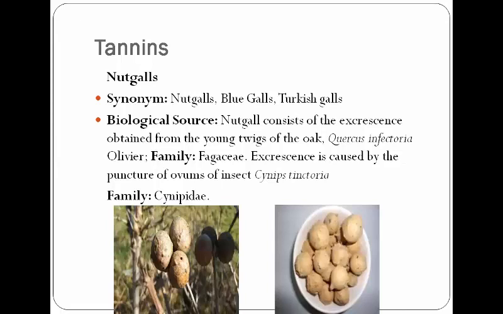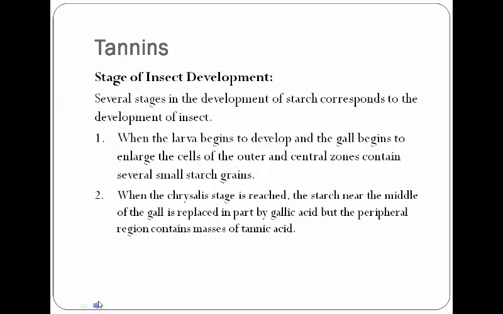The nut gall basically consists of an excrescence, which is obtained from young twigs of Quercus infectoria, family Fagaceae. This excrescence is caused by the puncture of the ovum of an insect belonging to the family Cynipidae.